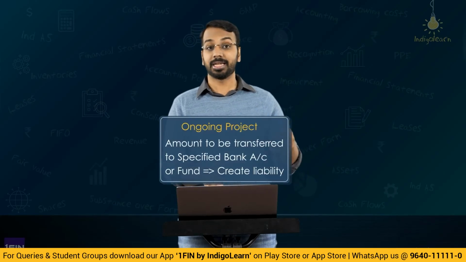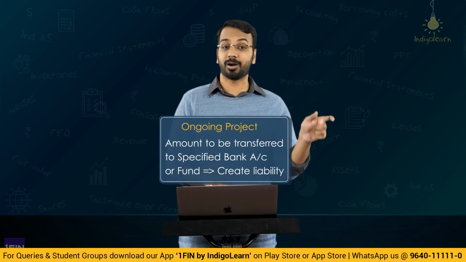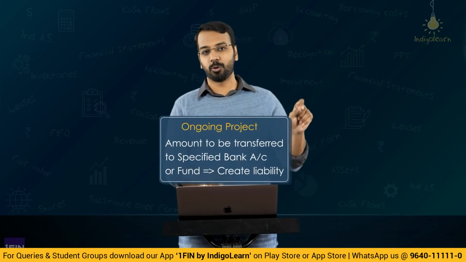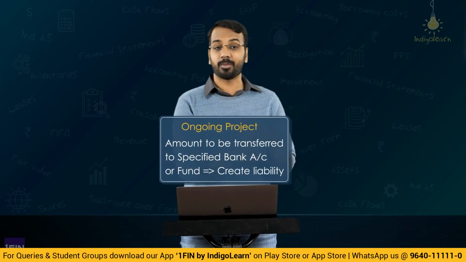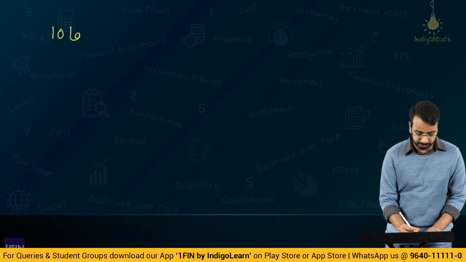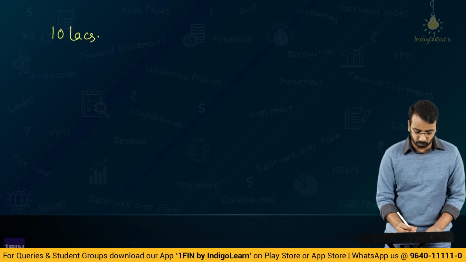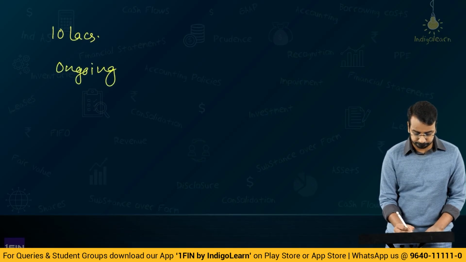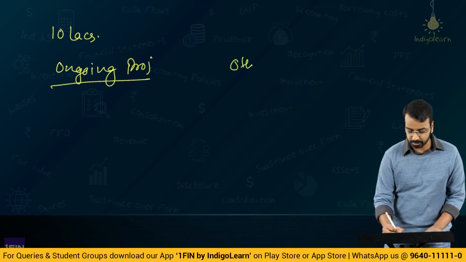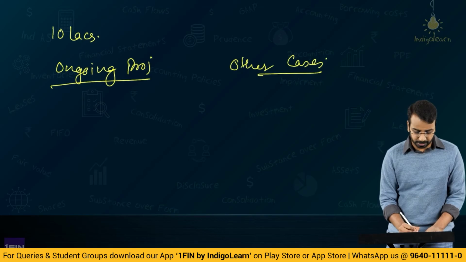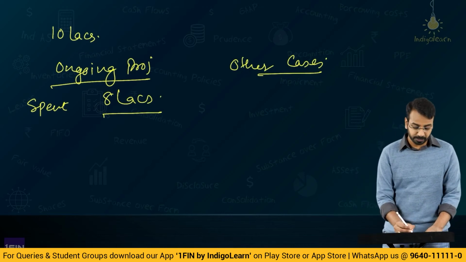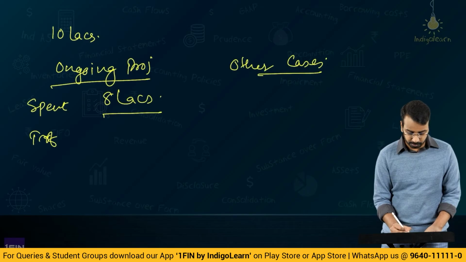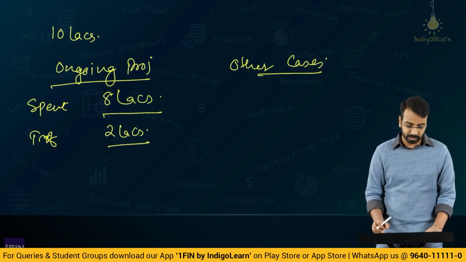Then, if there is an ongoing project, even there is an obligation to transfer the funds to a specified account, which is the unspent CSR account with a scheduled bank. So, even for that amount, you will have to create a liability of transferring that amount to the specified bank account. So, say for example, there is an entity which is required to spend 10 lakhs. Now, there could be two scenarios. One could be an ongoing project. The other could be other cases. Amount spent by the end of the financial year is 8 lakhs. Now, if it is an ongoing project, you have to transfer 2 lakhs to a specified bank account, right?